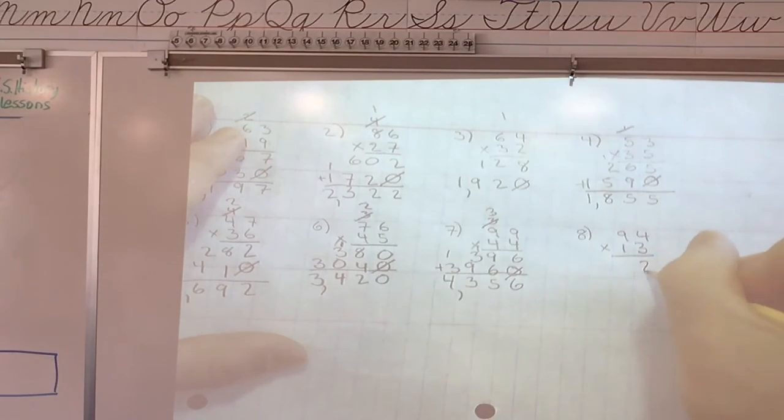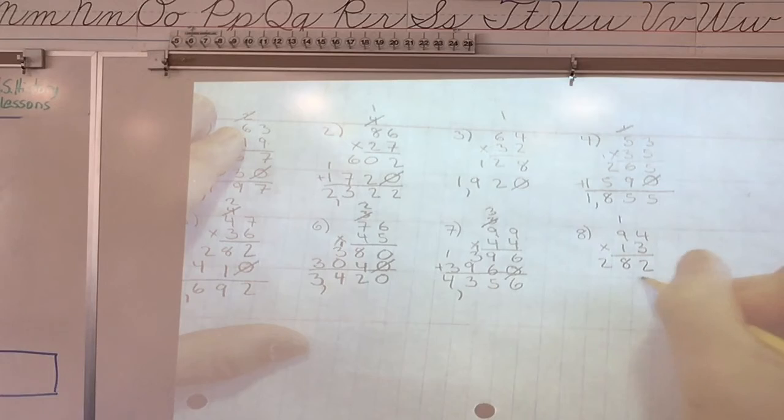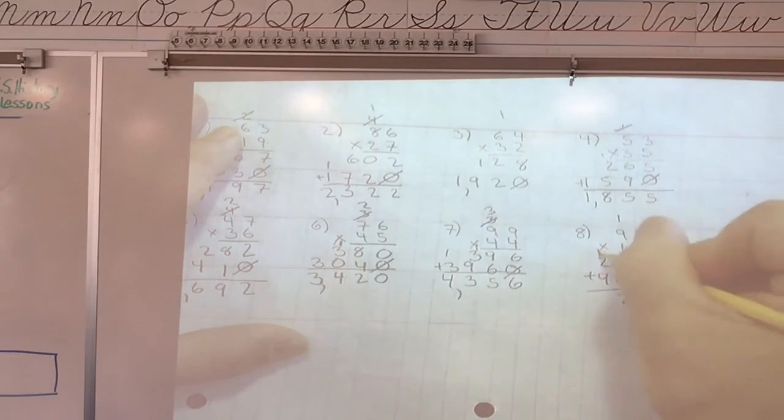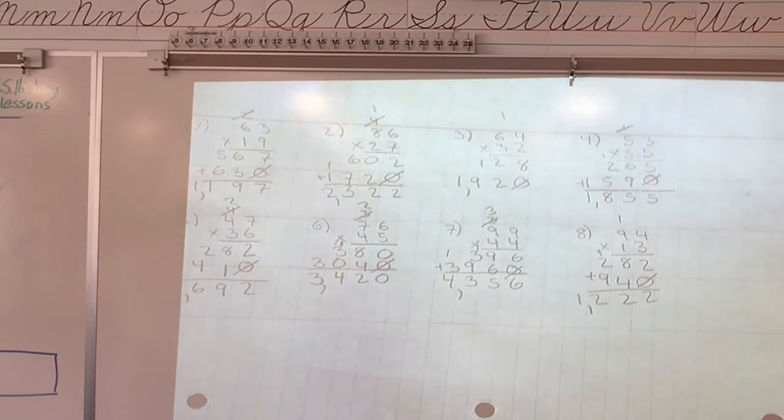3 times 4 is 12. 3 times 9 is 27. And 1 is 28. Put that down. 1 times 4 is 4. 1 times 9 is 9. Add them together. So I get 1,222. So how did you do?